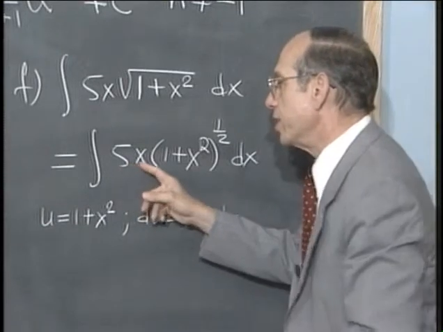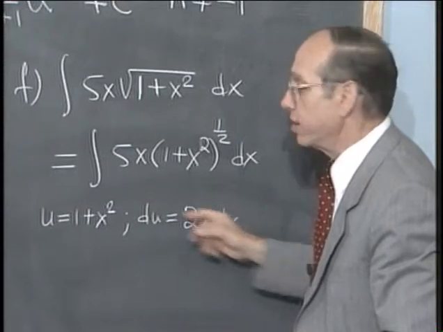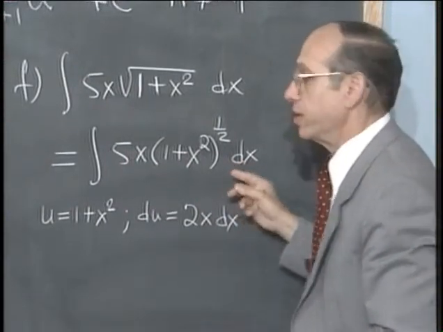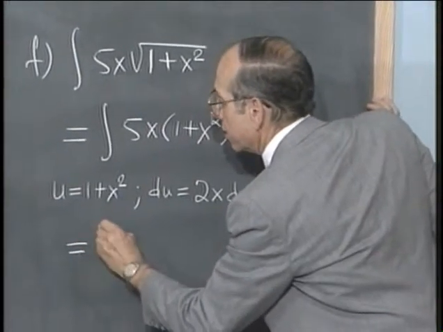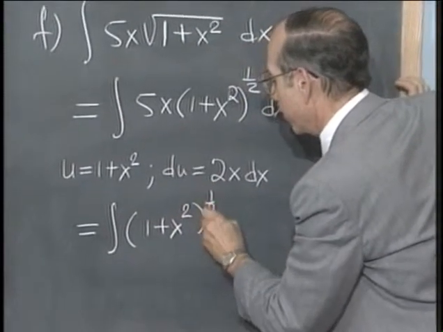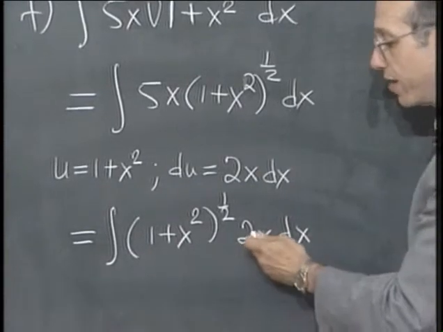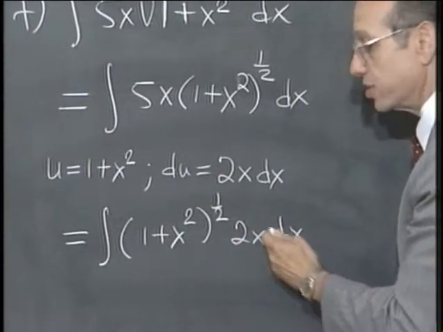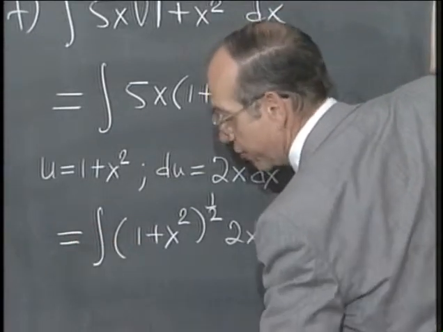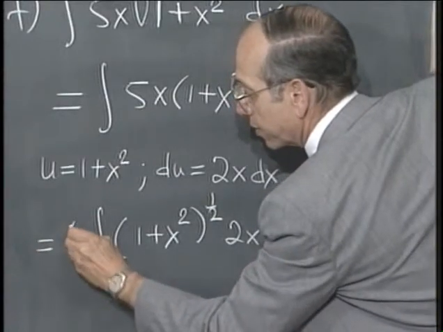So what I'd like to do is change 5x dx into 2x dx. How am I going to do that? I've got to divide by 5 and multiply by 2. In other words, I have to write this as the integral of 1 plus x squared to the 1/2 times 2x dx. Now remember, I really had 5x dx. So in order to have the same result, I have to put out here 5 over 2. Let me check that.